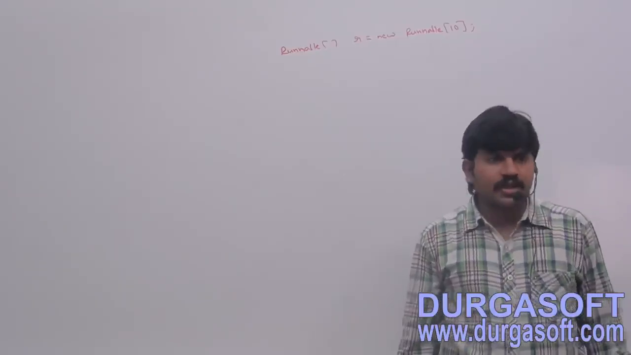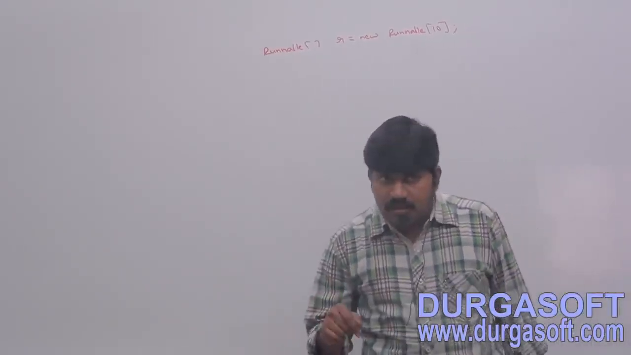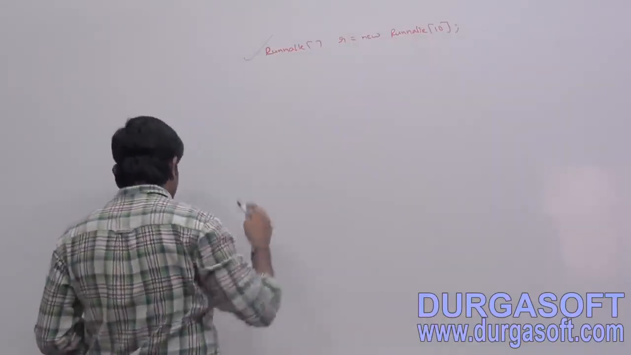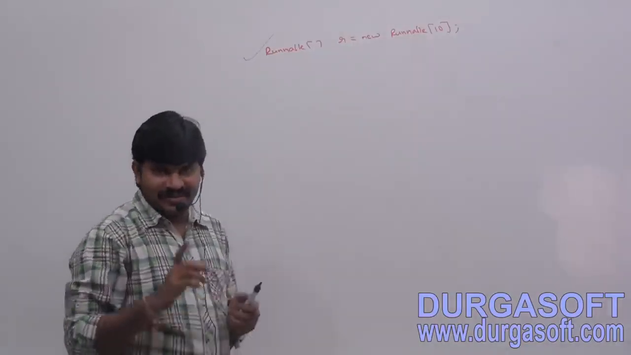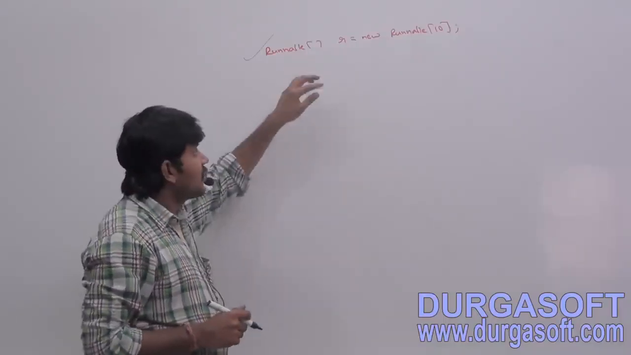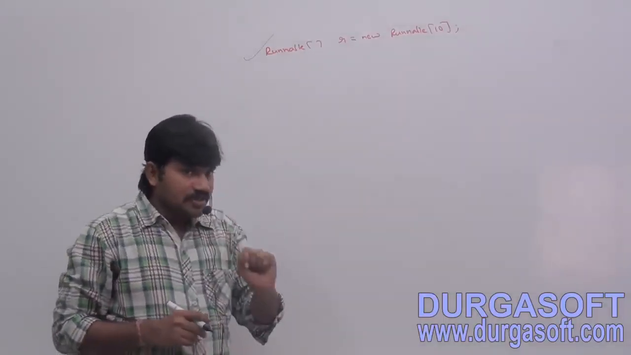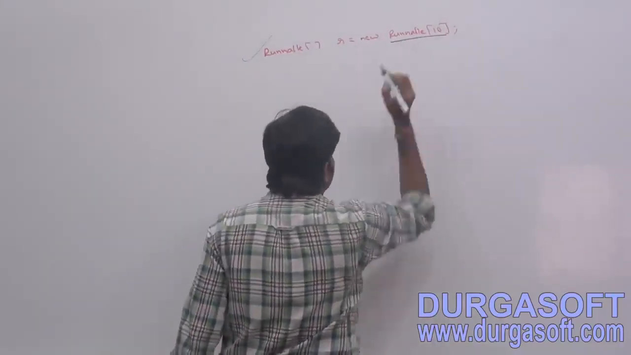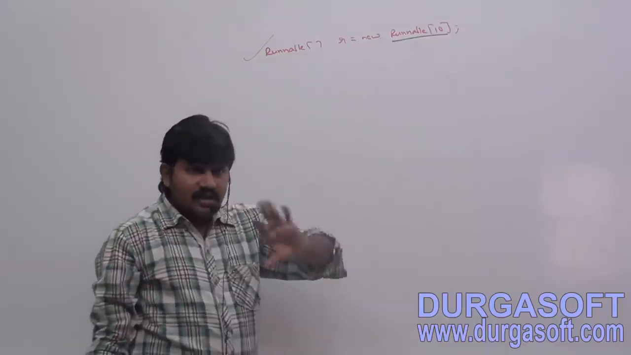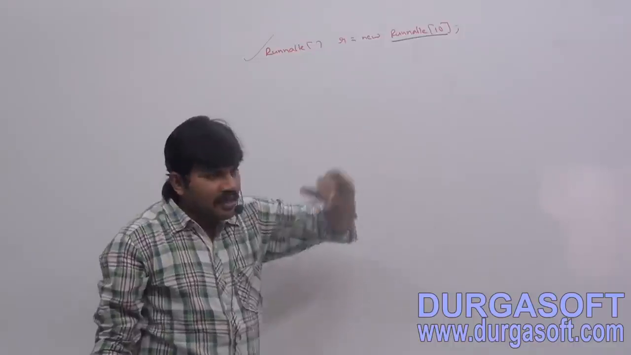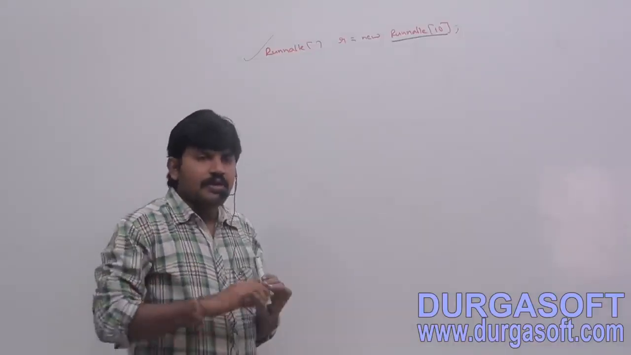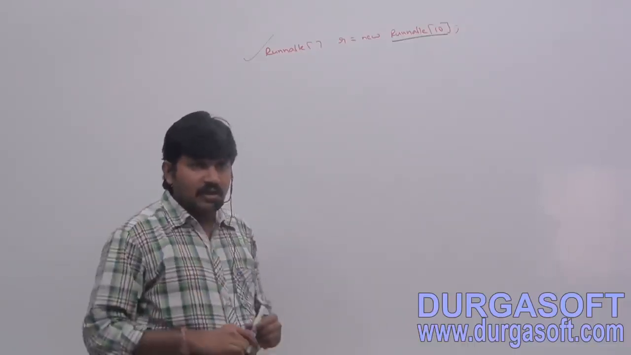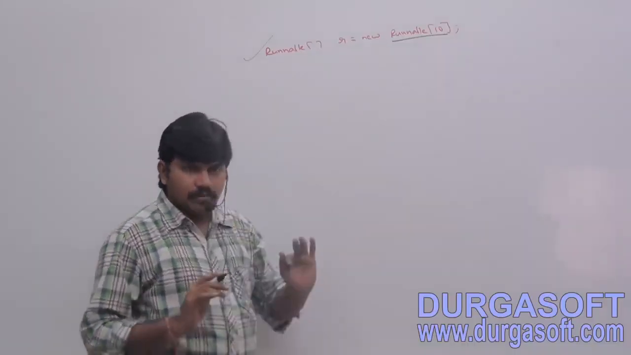Invalid? Compile time error, because Runnable is an interface? How can you create an object for an interface? No, this one is valid, no problem at all, because I'm not creating a Runnable object. Remember, I'm creating a Runnable type array object. It's an array, not a Runnable object. Interface type array object we can create, but an interface object you can't create.